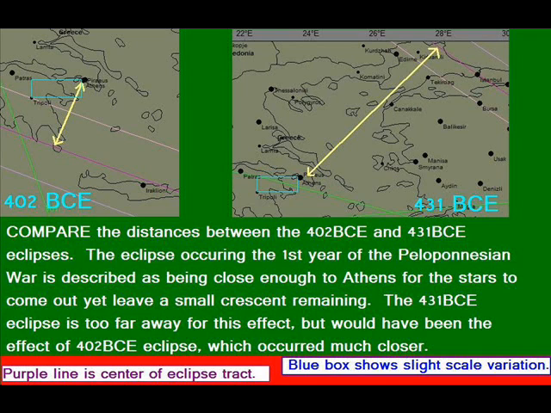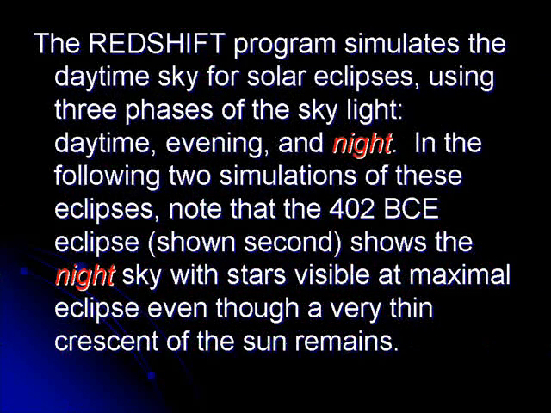You can kind of get a general idea of the central area of the eclipse. The arrows point to the midline of the eclipse. So you can see in the 402 eclipse it's much, much closer to Athens than the 431 eclipse, which occurs over Asia Minor, actually.